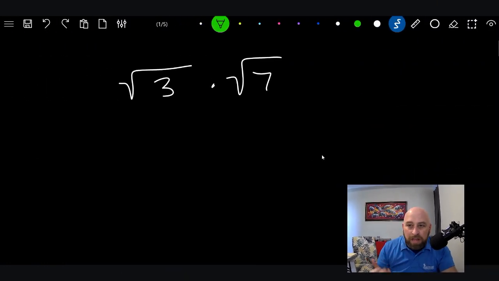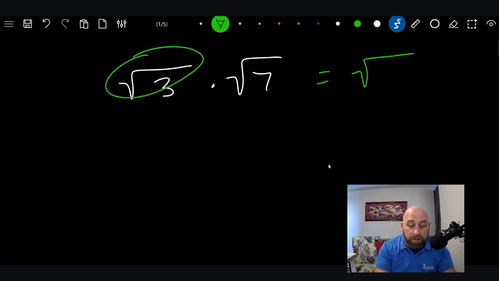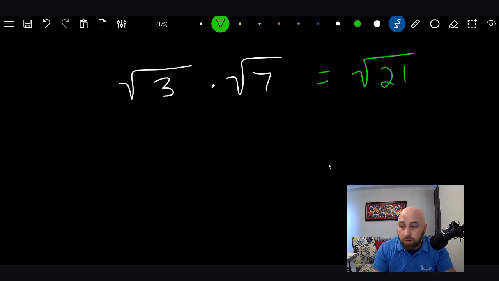All we're going to do is multiply just like they were variables, like 2x and 3x, okay? And so we just multiply the x's together. It's going to do the same thing. We're just going to multiply the square roots together. And so 3 times 7, that's all we do here. And that's going to equal the square root, because obviously these are both square roots, of 21. And we're done. That's it, okay?